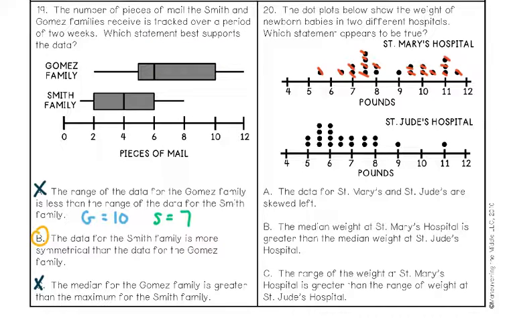For number 20, we can compare the median of these dot plots. I can see that the median for the first one at St. Mary's is 7 after crossing off all these dots. I'm at a number between 8 and 9, which is 7. And I did the same thing for St. Jude's Hospital, crossing off either side until I come to the two that are in the middle. The dots that are in the middle here are between 6 and 6.5. So the median would be 6 and a fourth, or 6.25 for St. Jude's.